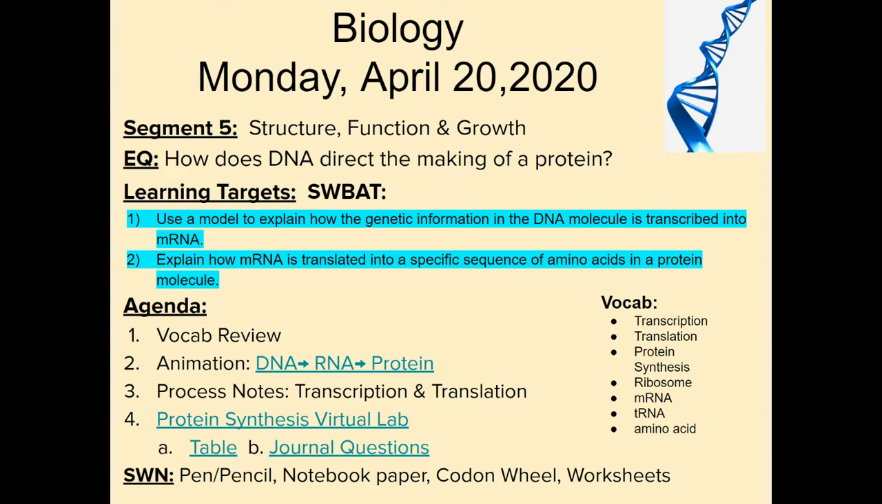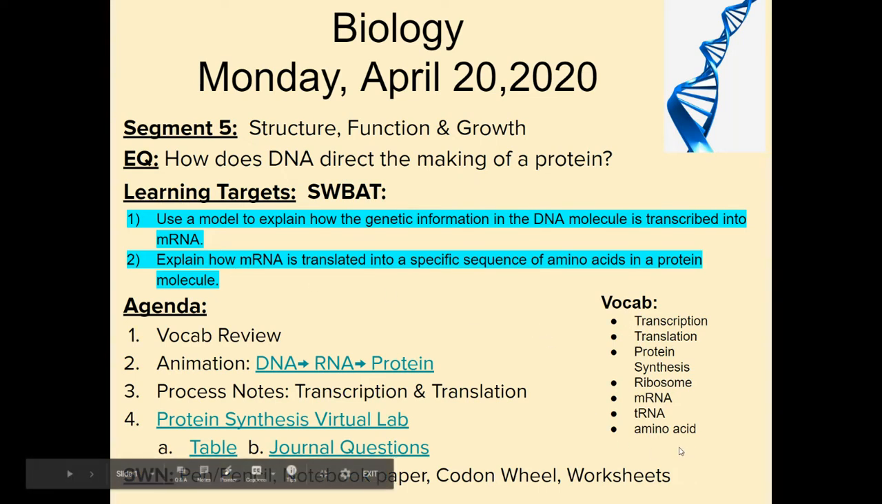Our learning targets for today. What you'll be able to do after this lesson and completion of this lab activity is use a model to explain how the genetic information in the DNA molecule is transcribed into mRNA. Learning target 2, explain how mRNA is translated into a specific sequence of amino acids in a protein. Lots of vocabulary within our learning targets. Transcribe, so we have transcription, translation. We've got mRNA, tRNA, amino acids.